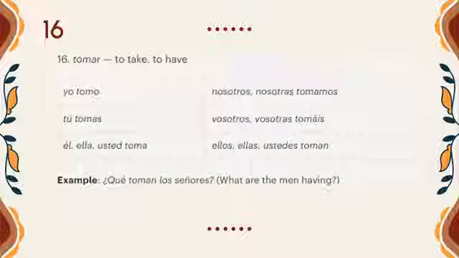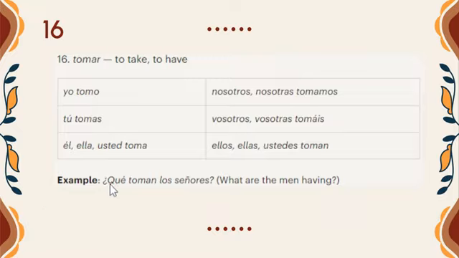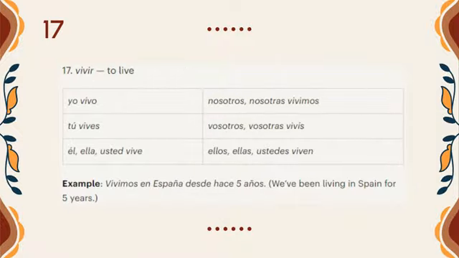If you can replace that instance of take with to have, right? What are the men taking, right? What are they taking for their dinner? You can do that there. It sounds a little bit odd, but you can do it. Use tomar in that case then.